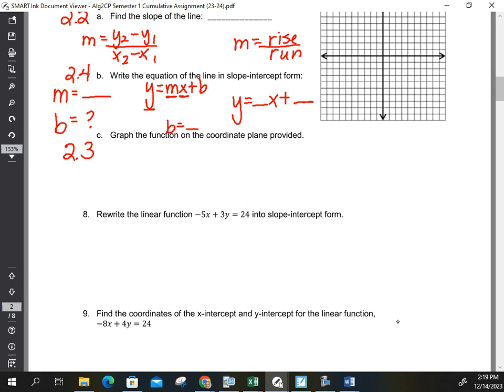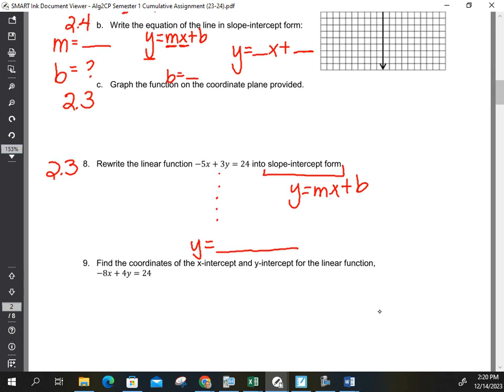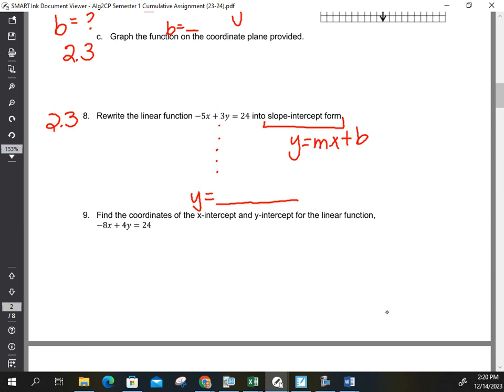All right. Number 8, rewrite the linear function into slope-intercept form. That's a section 2.3 situation. Slope-intercept form is y equals mx plus b. So that means you got to write that equation in y equals mx plus b format. You got to get y by itself. We've done that before. Section 2.3 is the notes you want to look at if you need a refresher for that.